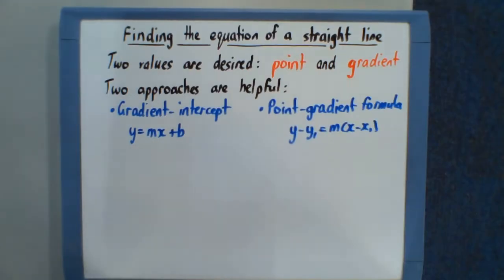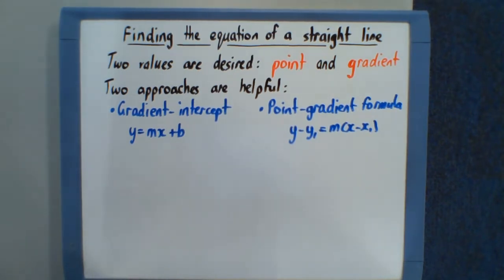Now, when finding the equation of a straight line, there are two things that we really need. That's a point and a gradient. As long as we have a point and a gradient, we can find the equation of a straight line, regardless of which method we wish to use.